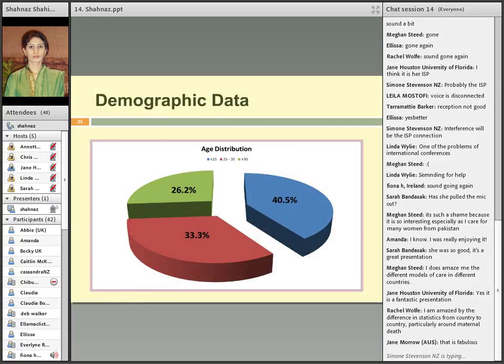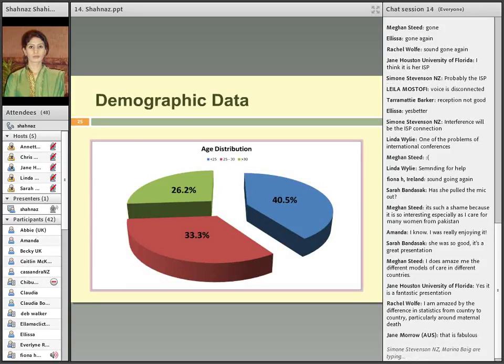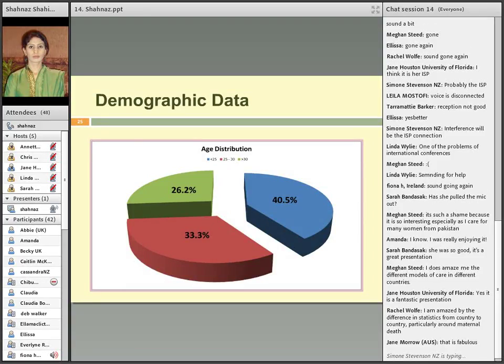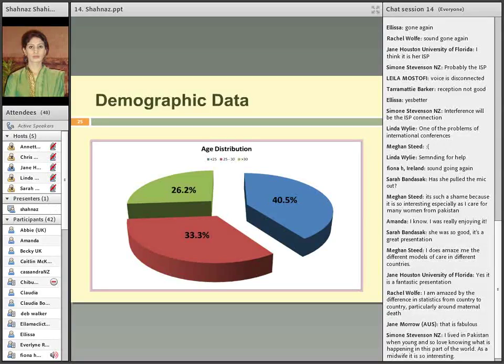The participants' demographic data shows that 40.5% were below 25 years of age, and 33.3% were between 25 to 30 years of age, whereas 26.2% were more than 30 years of age. So less than 25 was the highest participants' age distribution.